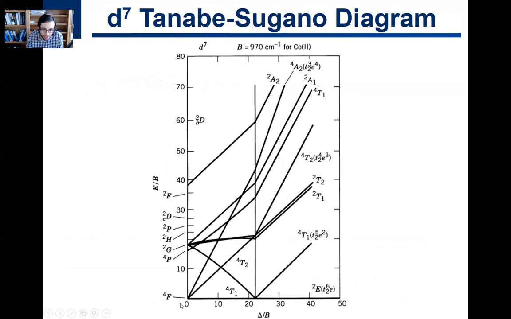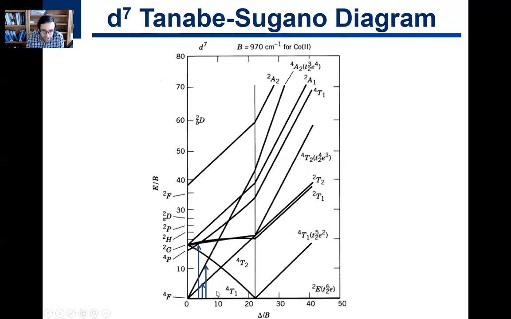So the ground state here was derived from the quartet F free ion term, and the ground state is quartet T1, and it's going to be called quartet T1g. Why is it quartet T1g? We add the g because it's octahedral. Remember, this is a generic diagram. We have to add g's if we're going to be talking about octahedral complexes.